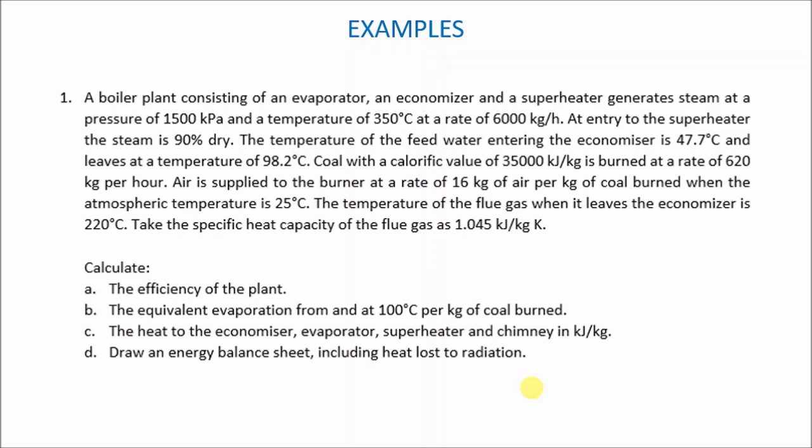So the first example we're going to look at, we're going to look at two examples, but the first one goes like this. I am going to read it and make sense of everything that you have in the question. The question says, a boiler plant consisting of an evaporator, an economizer, and a superheater generates steam at a pressure of 1,500 kilopascals and a temperature of 350 degrees. So the steam that is generated by this steam plant comes out at a pressure of 1,500 kilopascals and a temperature of 350 degrees.